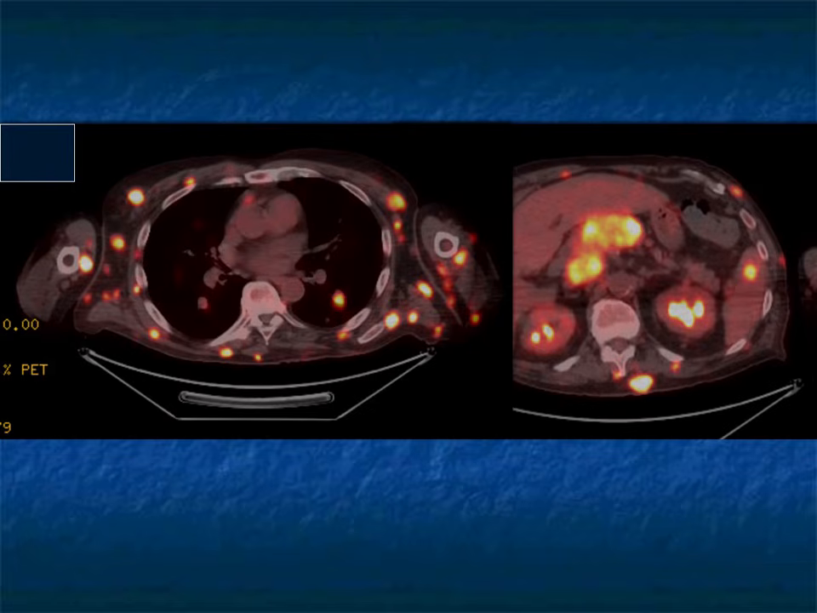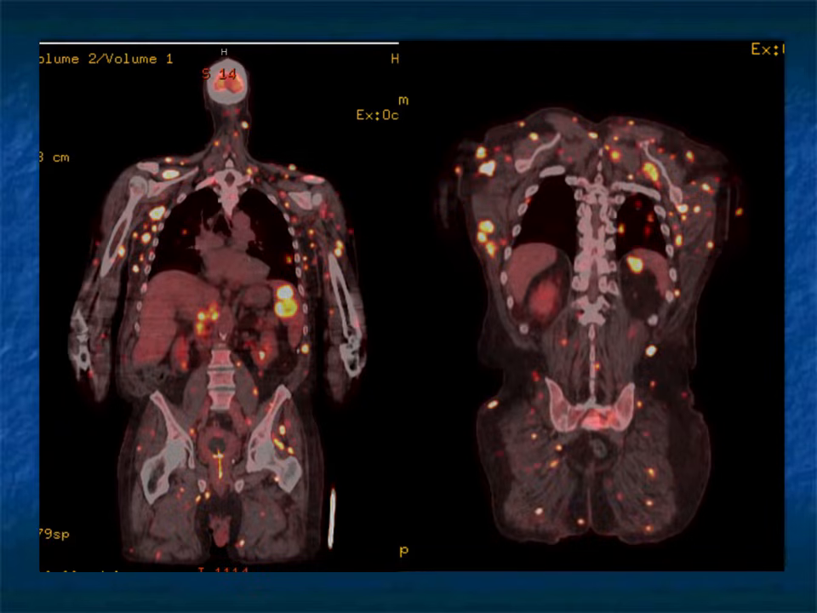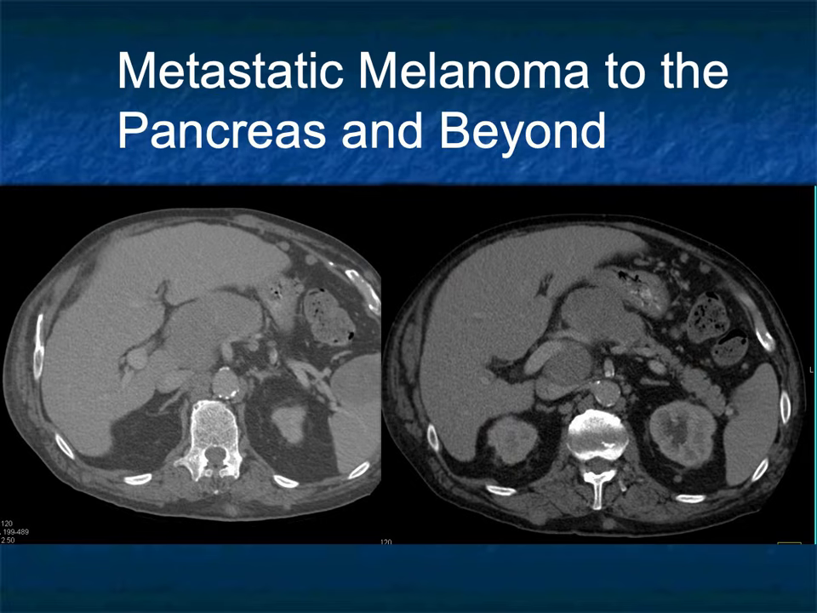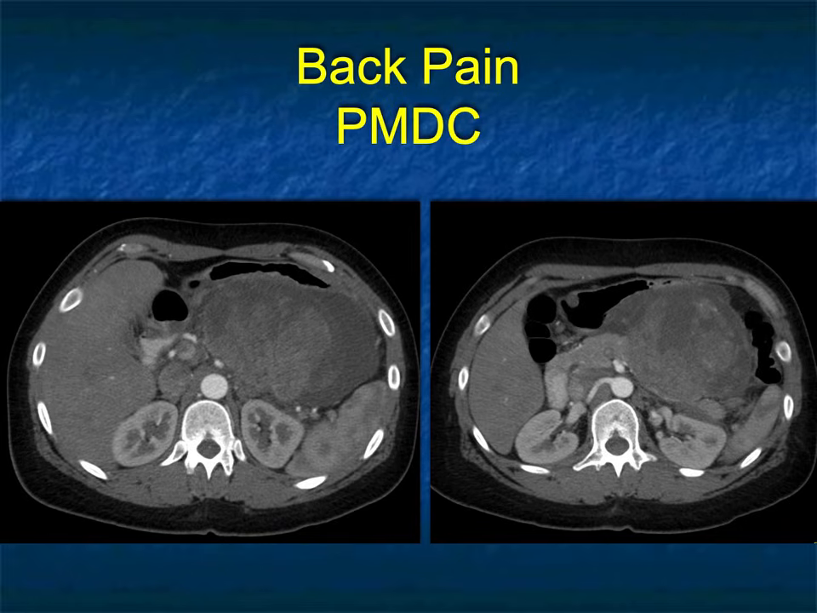Here's the PET scan, multiple areas of increased avidity, multiple nodules in muscle, soft tissue, in the pancreatic region, in the nodal space. Okay, just really, really impressive. And that was metastatic melanoma to the pancreas and beyond.